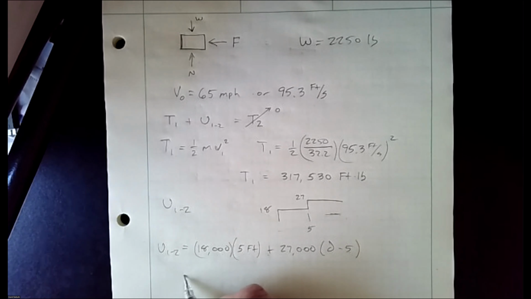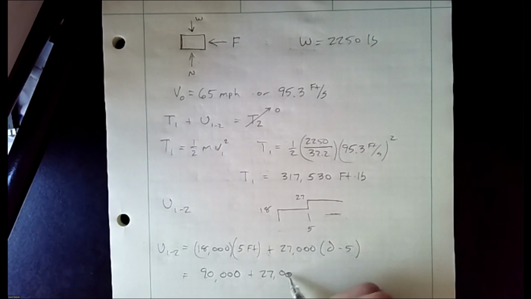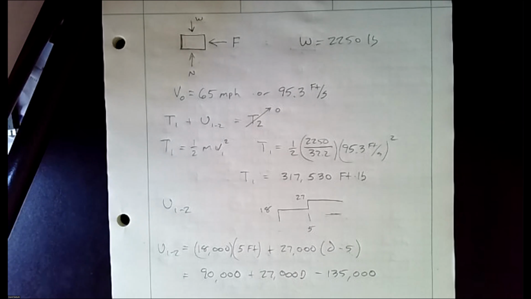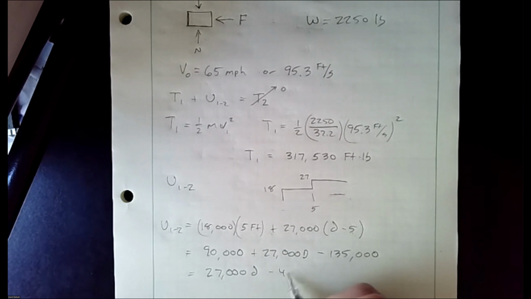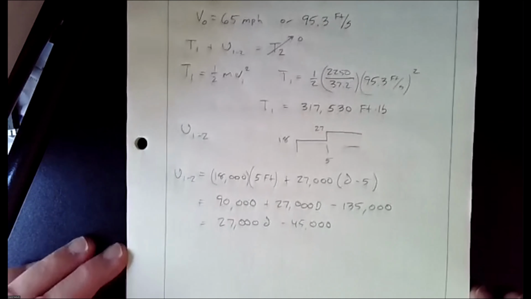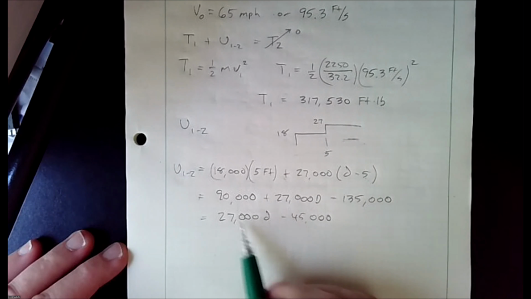So we end up with something that looks like 90,000 plus 27,000 d minus 135,000. Or effectively, this equals 27,000 d minus 45,000. So this is our relationship.